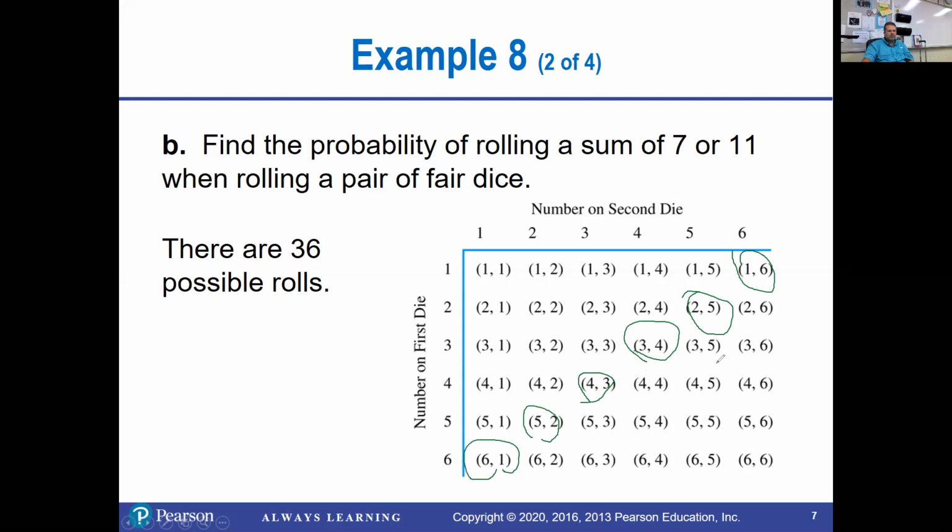What about an 11? Well, here's an 11, and here's an 11. Are there any other 11s? Did I miss another 11? No, I don't see another 11. That's only 2. All right. So there are 6 sums of 7 and 2 sums of 11.